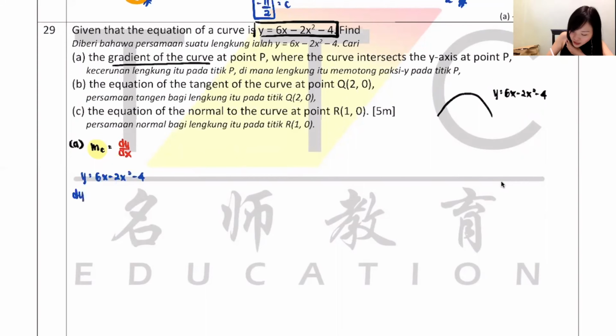Let's do that again. Isn't it? All we need to do is just times at -1. So 1 times 6, 6. Power -1, no more x. 2 times -2, -4. Power -1, 1x. -4 differentiate 0. So isn't it? This is my dy dx, which is my gradient of curve.